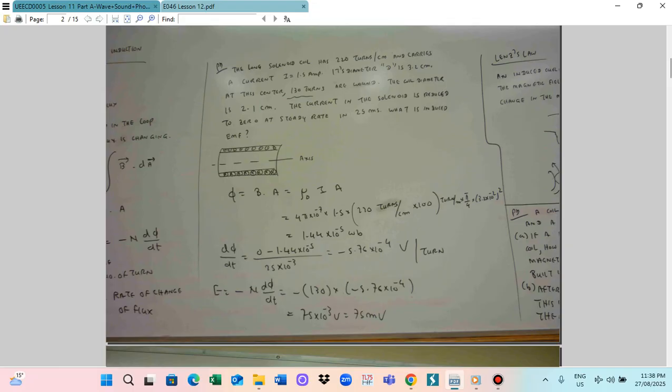In this case, the flux is changing from 1.44 into 10 power minus 5 to 0 within 25 milliseconds. First we calculate d phi by dt: 0 minus 1.44 into 10 power minus 5, divided by 25 into 10 power minus 3. Solving this, we get minus 5.76 into 10 power minus 4. So both parts are done.